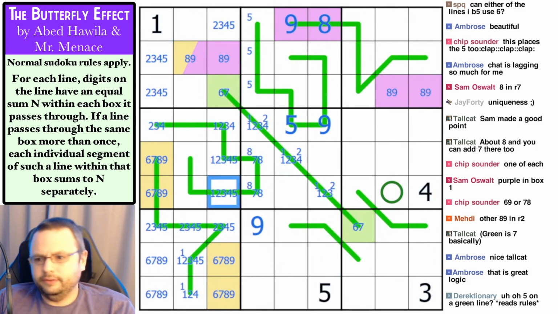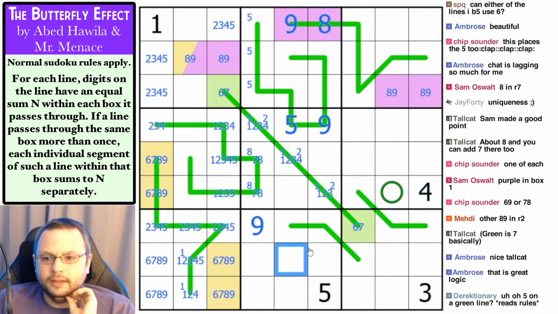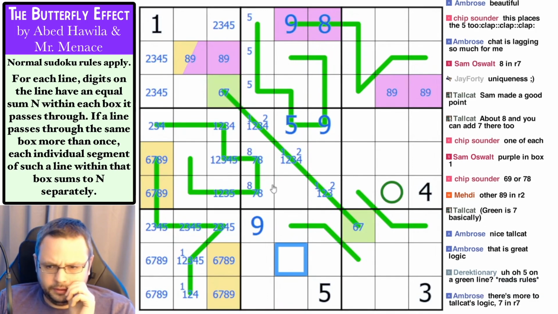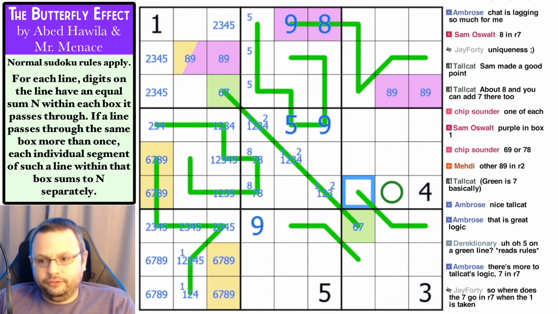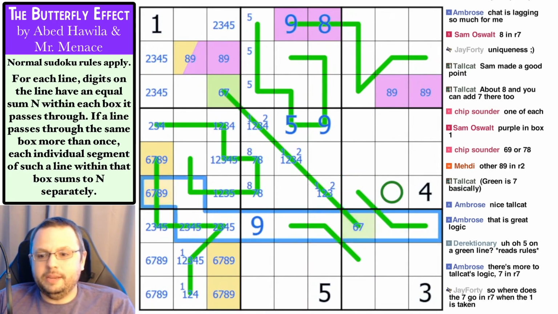So this isn't a 4. 2, 3, 4, 5. Yeah, I know one of these two is a 9. I'm again reluctant to pencil mark this. And then the tall cat thing of like just keep pulling. So now we've placed the 8 in this row.